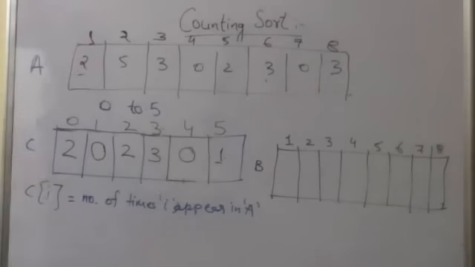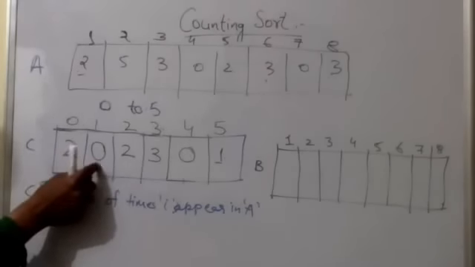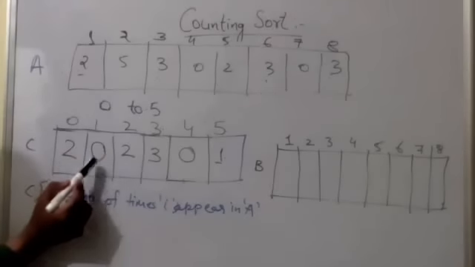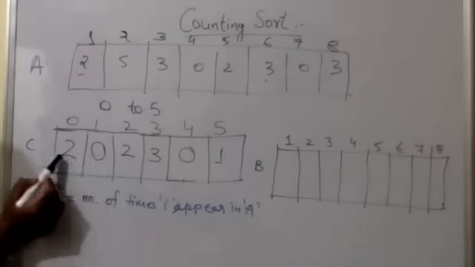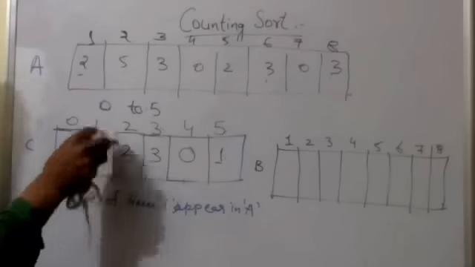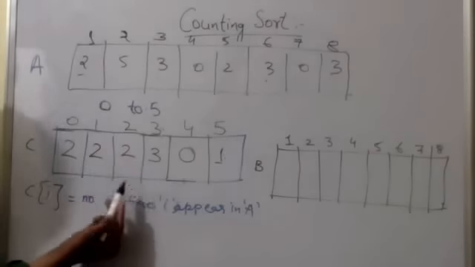So we will start from here, and to this element we will add the value of its previous element. The value of its previous element is 2. So we will add 0 to 2. So it will become 2. Now we will move to the next element.